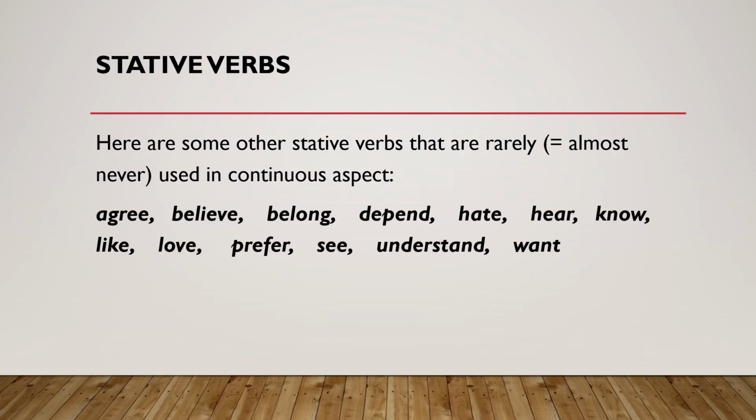Here are some other stative verbs that are rarely used in continuous aspect, meaning almost never. You probably know the McDonald's advertisement, "I'm loving it." Which means that in this particular moment when you're eating your burger, you're enjoying it so much, you're loving it. But other than that, you either love or not.